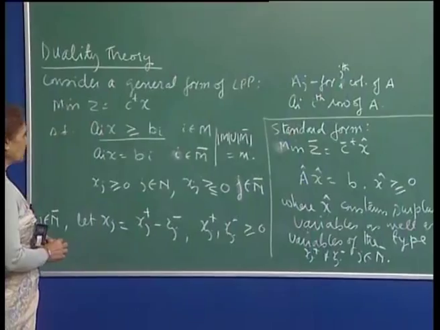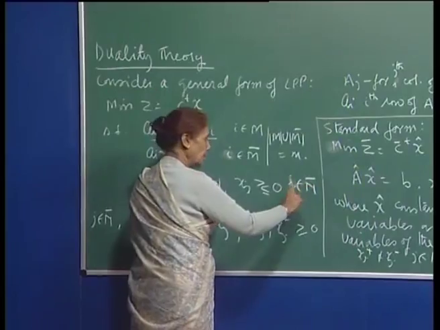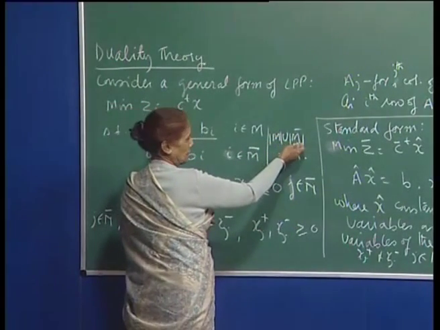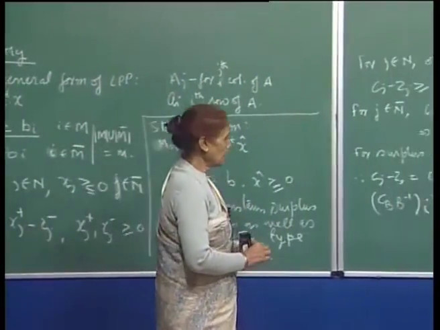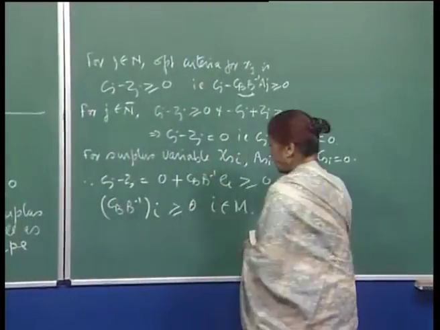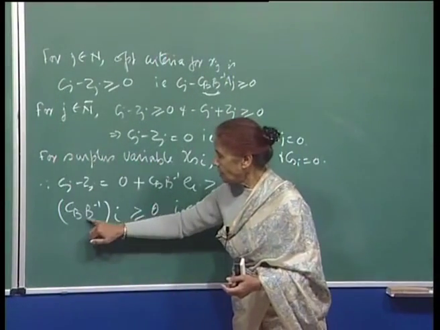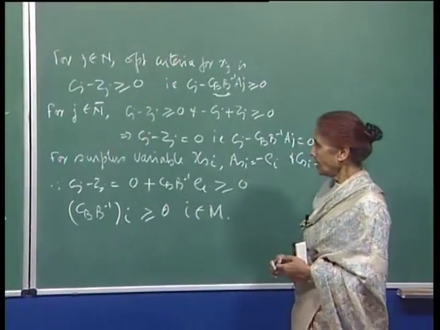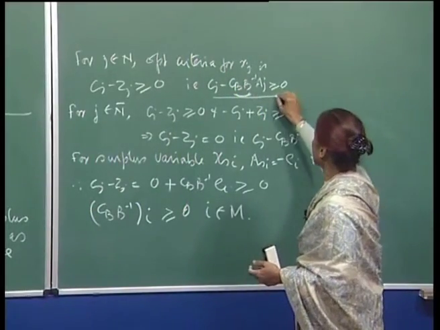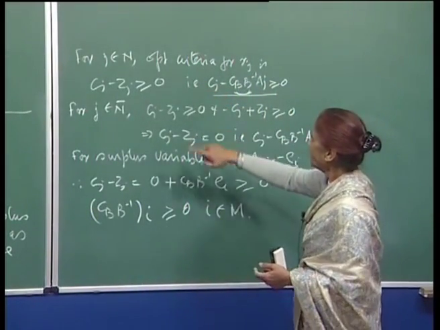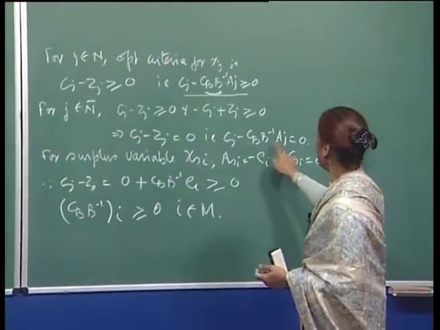So my total number of variables was n here. That means n union n bar, cardinality of n plus cardinality of n bar is n, cardinality of m plus cardinality of m bar is small m. So those dimensions are still there, and I'm assuming that. And so here for all i in m, the corresponding component of C_B B inverse must be non-negative. So once you have this, you see that this is what they satisfy for j in n, and for j in n bar the condition is that it must be 0.